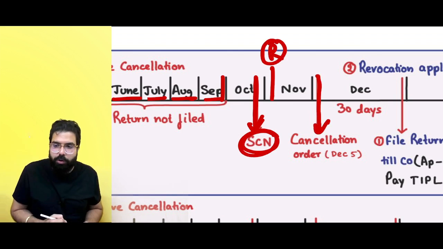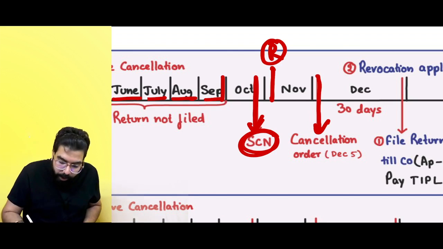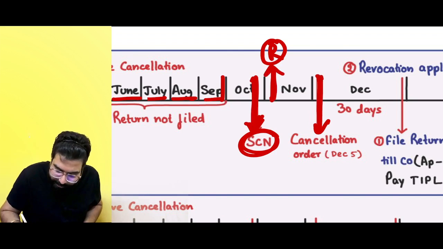They issued me a show cause notice. I went ahead and replied. And now, everyone, they issued me a show cause notice again. I went ahead and replied. And then a cancellation order was issued.